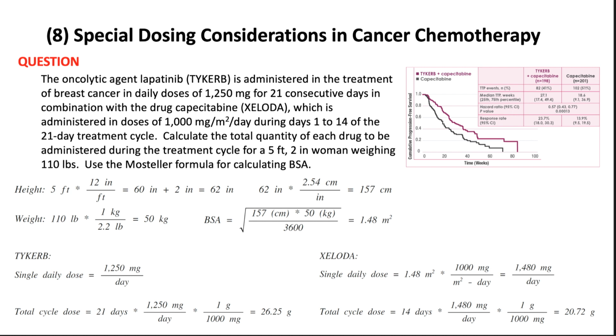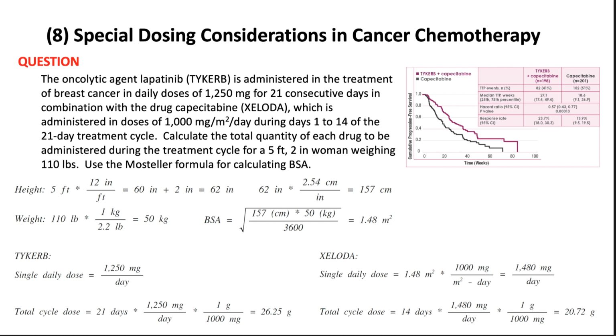Now we can calculate the dose for Xeloda. We know that a single daily dose will be based off of their body surface area. So we would take the 1.48 meters squared, which is their body surface area, times the fact that they're getting 1,000 milligrams per meter squared per day. Units of meters squared cancel, and we have a total of 1,480 milligrams per day.